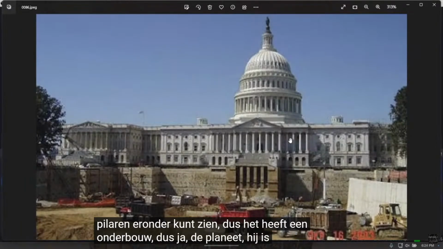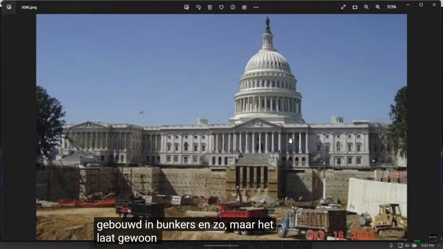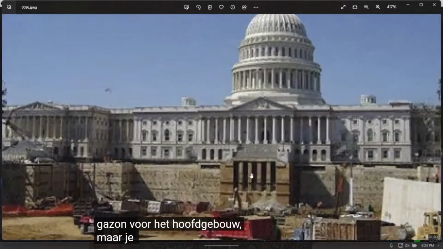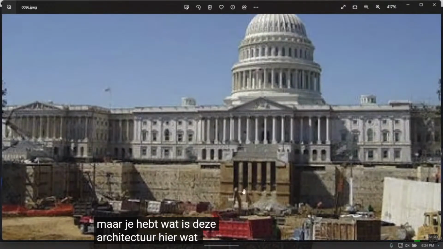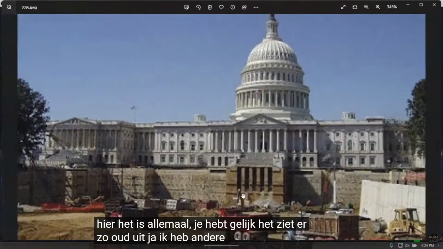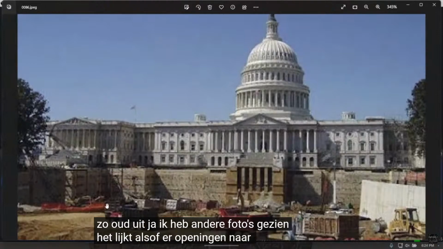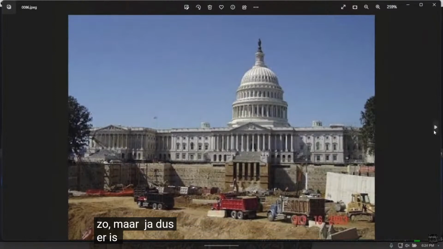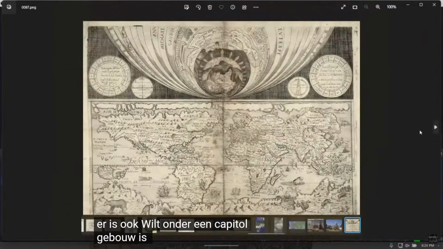Apparently he was building bunkers and stuff, but it just goes to show that there's some sort of massive installation in front of the lawn, in front of the Capitol building. But what is this architecture here? What are these columns here? It's old too, you're right. It looks old. I've seen other photographs where it looks like some openings going in and stuff. So there's old world underneath the Capitol building, is what I'm saying.